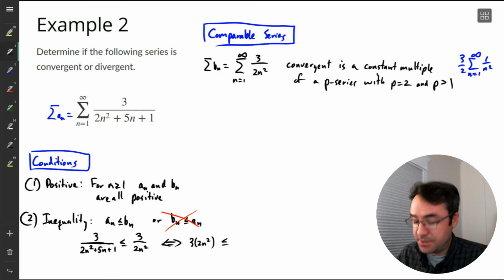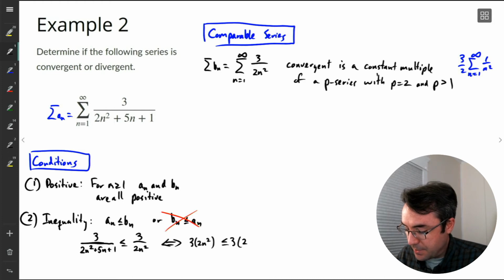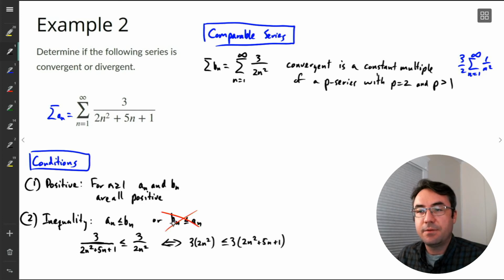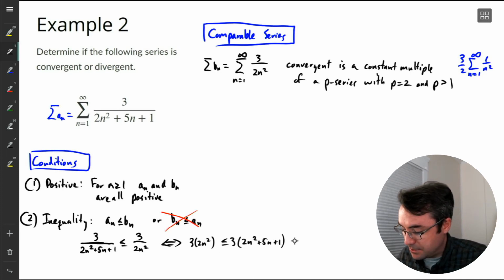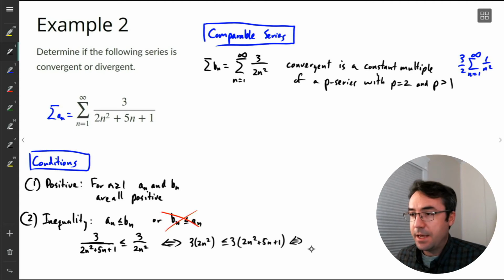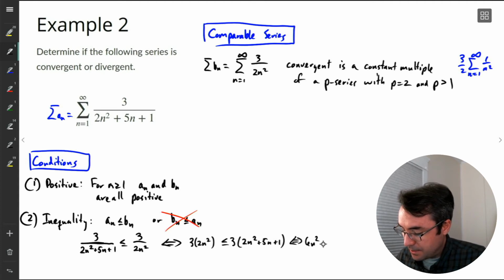Multiply both sides by that, so we get 3 times 2n squared plus 5n plus 1. And again, that term is positive, so we can multiply both sides of an inequality by a positive number, and it doesn't change the direction of the inequality. All right, so we want to keep simplifying, so multiply terms out. And when we do that, we get 6n squared is less than or equal to 6n squared plus 15n plus 3 on the right.